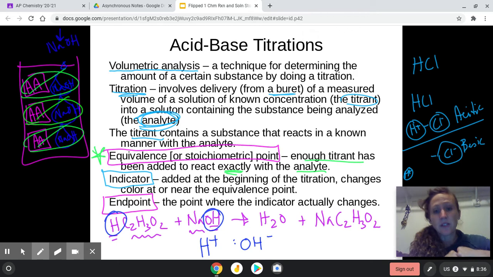So equivalence point is where acid equals base. You have only water and salt left. Endpoint is where the color of your indicator changes.